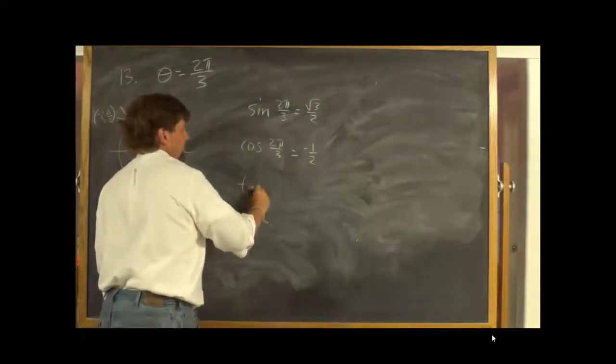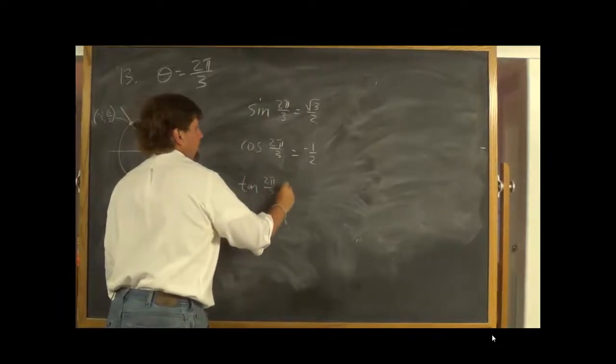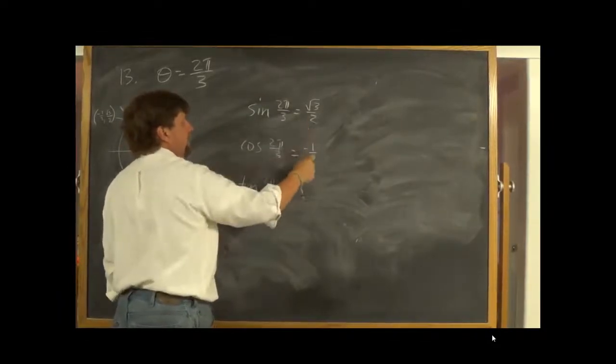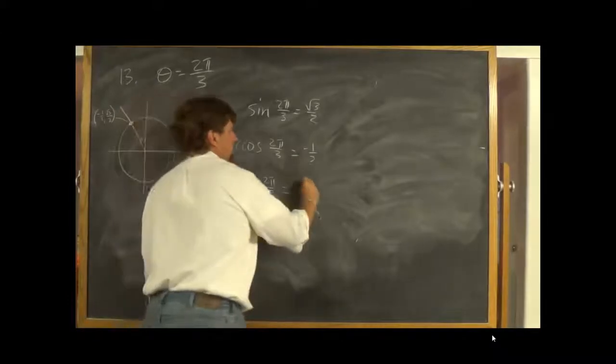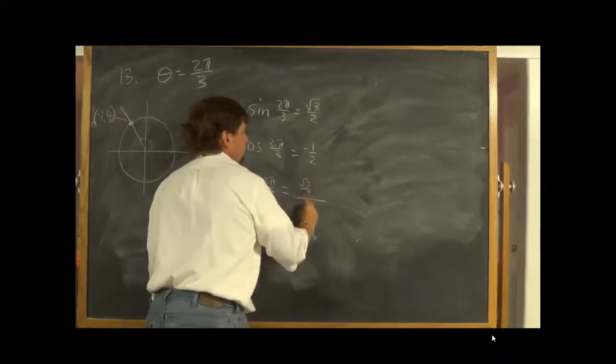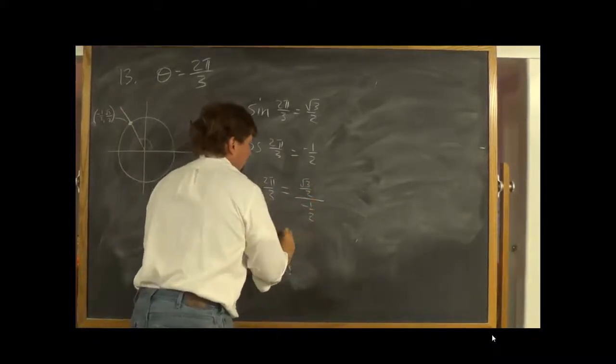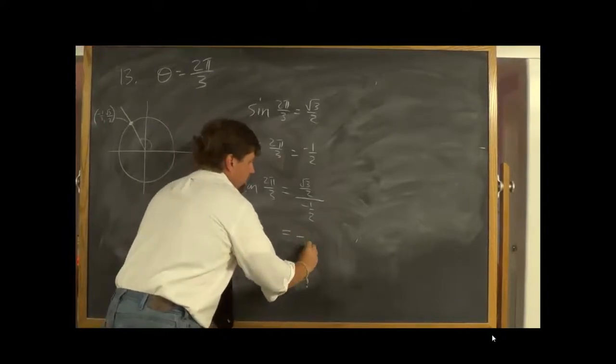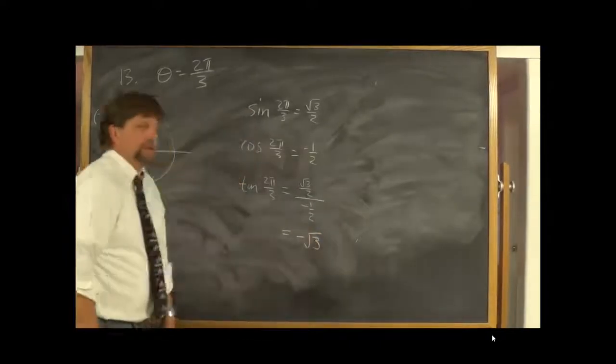Tangent. Tangent is sine over cosine. That's square root 3 over 2 over negative 1/2, which reduces down to negative square root 3.